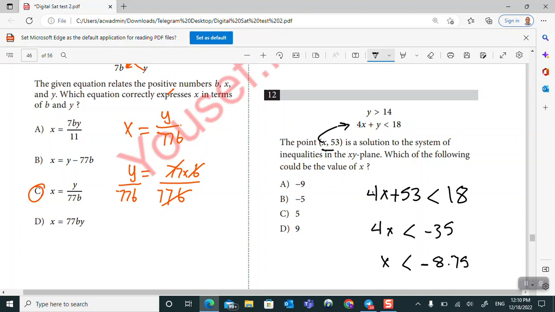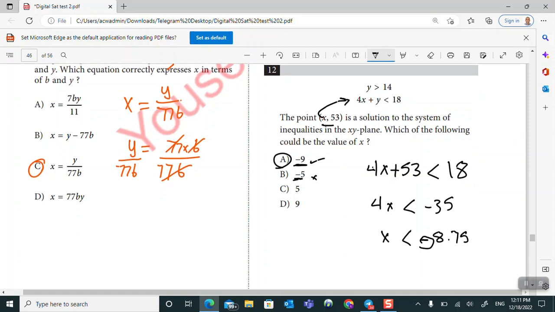So if we check the choices that we have, negative 9 is correct, negative 5 is incorrect, since negative 5 is greater than negative 8.75. That's somewhat tricky. You might consider that 5 is greater than 8.75, but we have a negative sign here, and the same for here. So negative 5 is greater than negative 8.75. So the only correct choice is A. Okay, let's move on.